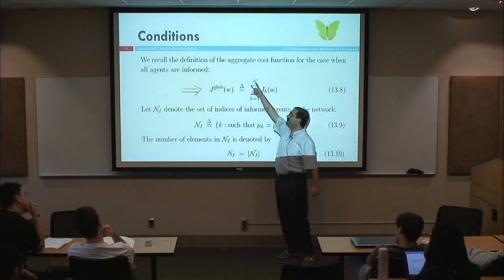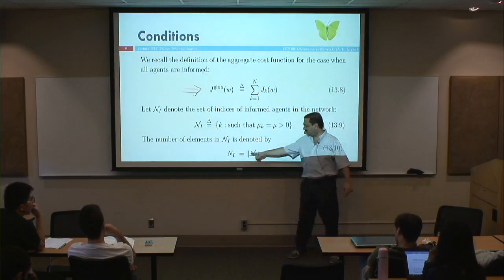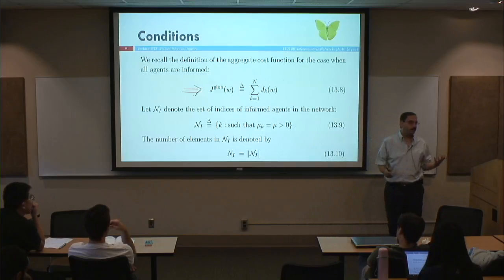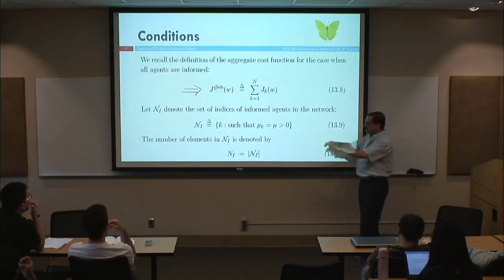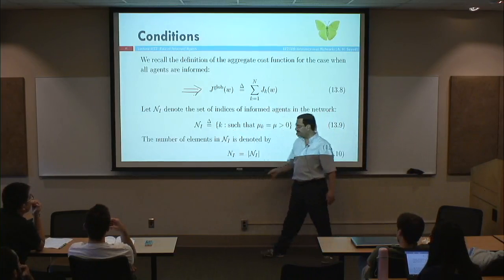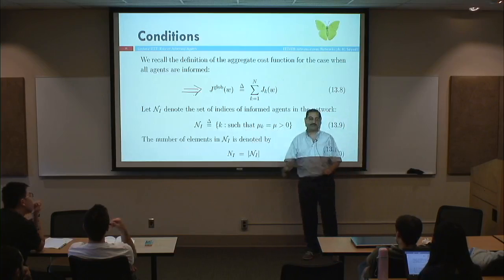I have n agents in total. N sub I informed agents. So the I is to say, right, a subset of them is informed. So the set of informed agents is calligraphic Ni. This is the set of all agents for which mu is positive. So this is the set of informed agents.